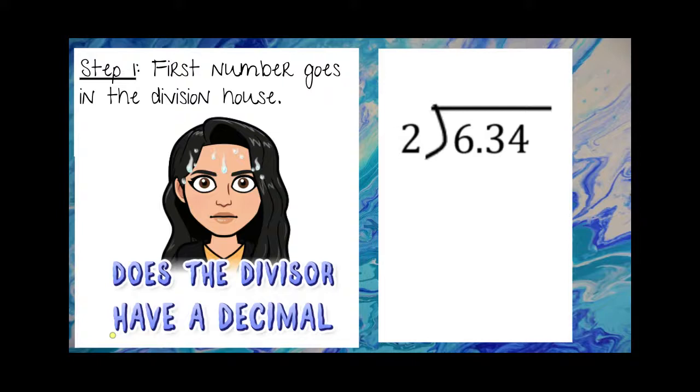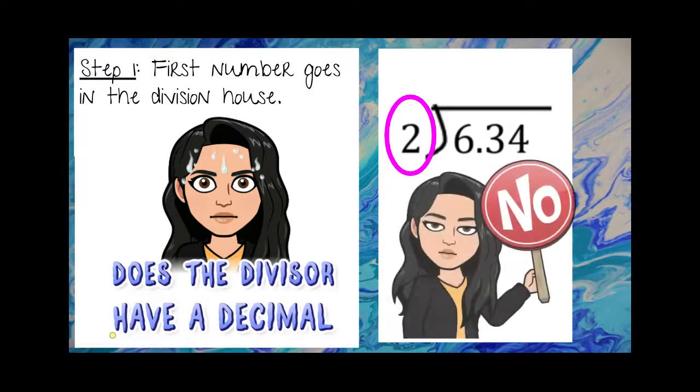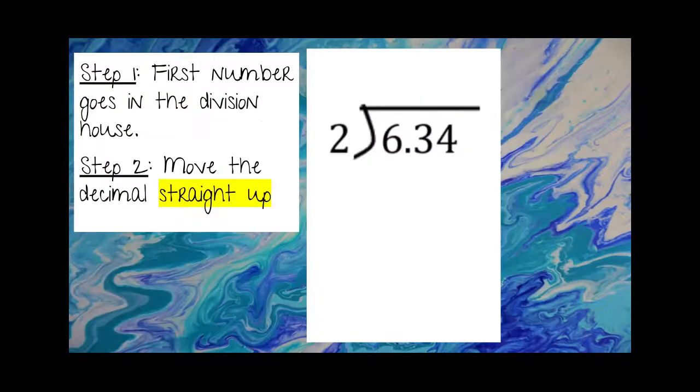So let's always ask ourselves a question. Does the divisor have a decimal? So that's this number. Does the divisor have a decimal? And the answer is no. So we're actually good to go. We don't have to do anything special if our answer is no.